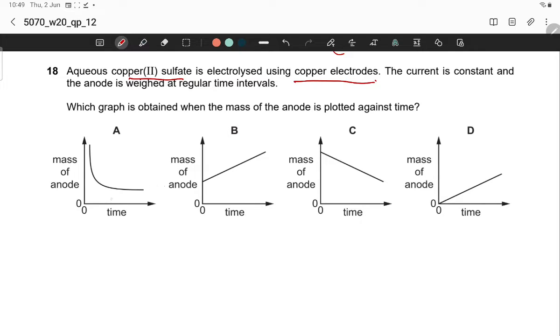So this is not correct because the mass of the anode is not decreased like this, and this one is increased, so it is also incorrect. So C must be correct because this graph is correct according to the mass of the anode.